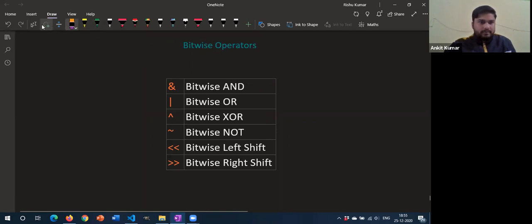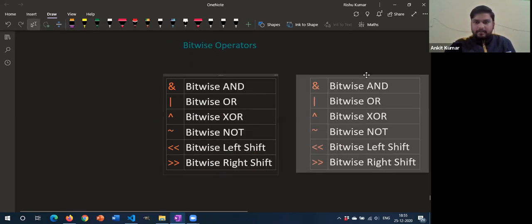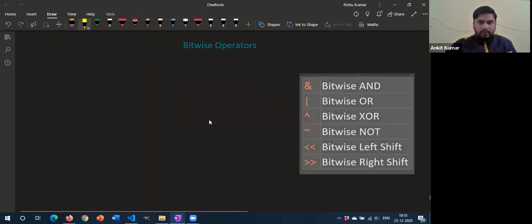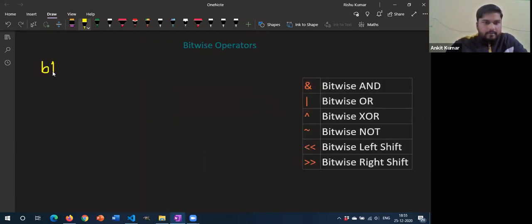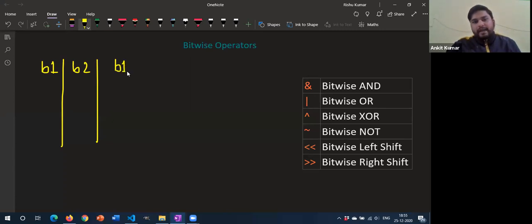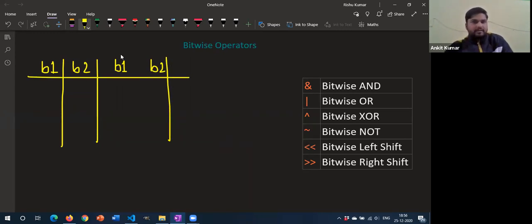Let us suppose that we have bit 1 and bit 2, and we want to do calculations on bit 1 and bit 2. As and when we use those operators, I will put them in between these.